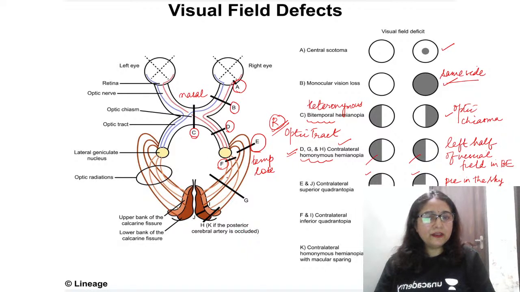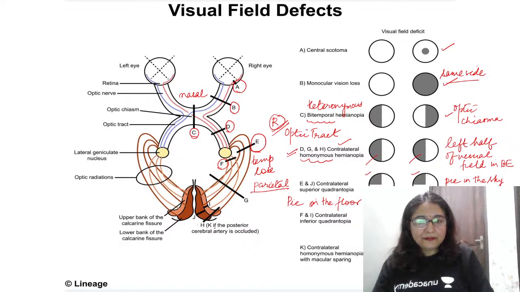Coming to position F. If the lesion is in the parietal part, parietal lobe, the part of the radiations which were passing through the parietal lobe are affected. Now these fibers are responsible for the inferior field. So again there is a quadrantic defect. Now this quadrantic defect is in the inferior quadrant and it produces a lesion that is pie on the floor.